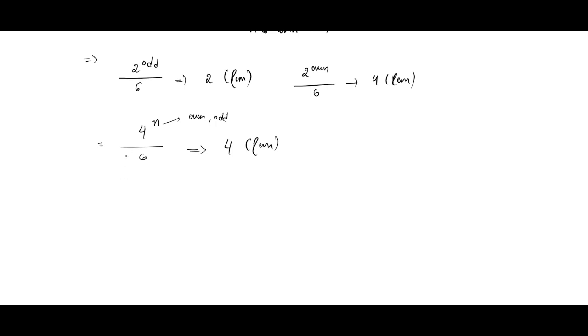Or you can take an example. If I take n value 1, which is an odd number, 4 by 6, we got remainder 4 here. Or else if I take even, let's take 2, 4 square by 6, that is 16 by 6, we got remainder 4 here. Same.